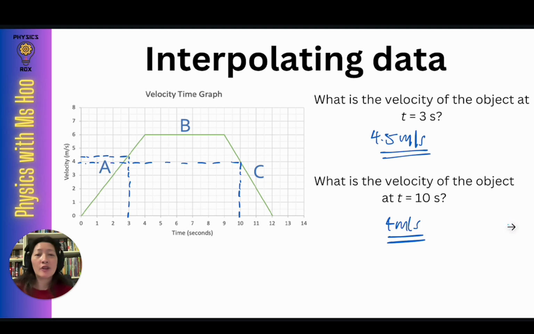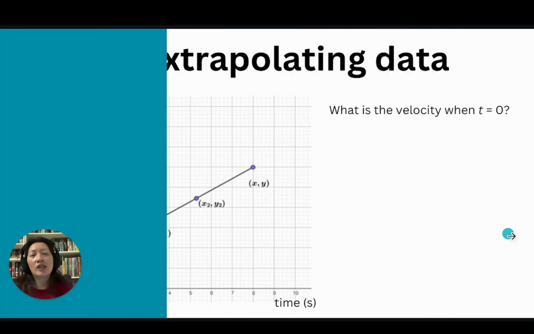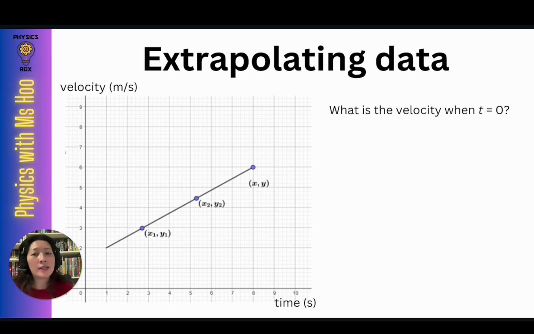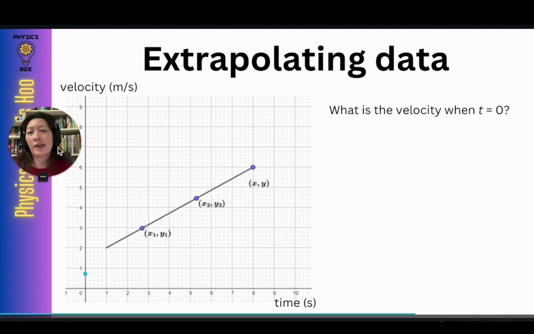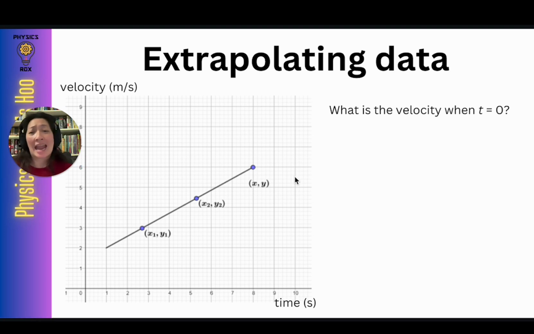Now let's look at the concept of extrapolating data. For this, we're going to be using a different graph because this graph is actually pretty complete. Extrapolation of data normally involves using graphs that are not quite complete. So for example, this graph is a hanging graph. A hanging graph here means that it's floating between the x and y axis.